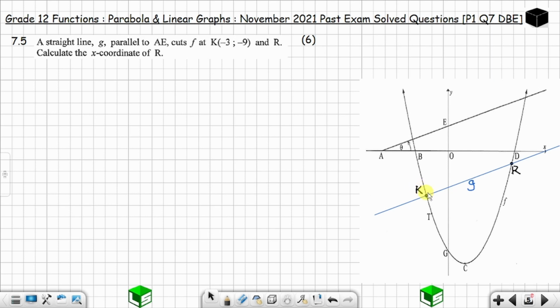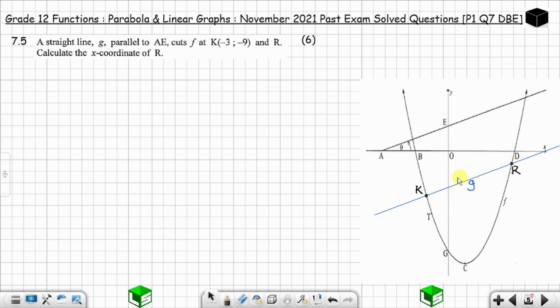You are given the coordinate of K. They are there, -3, -9. So K and R are the point of intersection between the graph of F and the line G. Okay, to calculate the point of intersection between two graphs, what you do is to take the equation of this graph, you equate it to the equation of the line. We have the equation of the graph of F. We need to find first the equation of the line G. Okay, when we found the equation of G, we are going now to equate the equation of G to the equation of F. And then we are going to solve for the point of intersection.